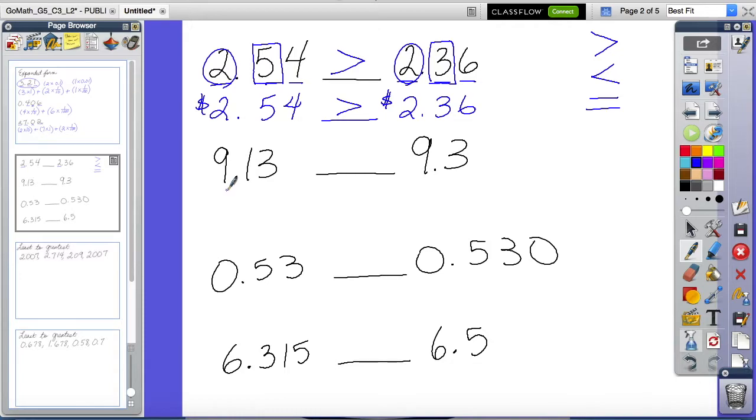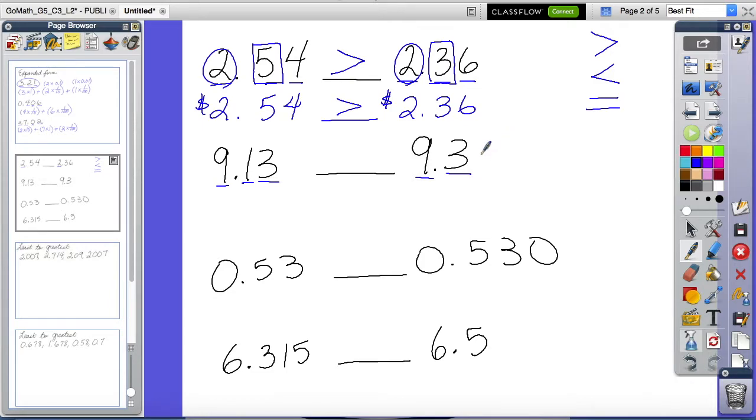In our second example here, though, we notice that both of the numbers have 1 digit in front of the decimal, but this decimal number on the left, 9 and 13 hundredths, has 2 decimal places, where 9 and 3/10 has only 1 decimal place. So before we can start comparing, we need to make sure that we even this out. Now, how would we even out 2 decimal places in one number with 1 decimal place in the other?